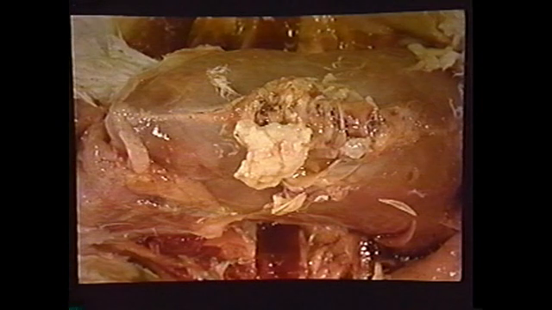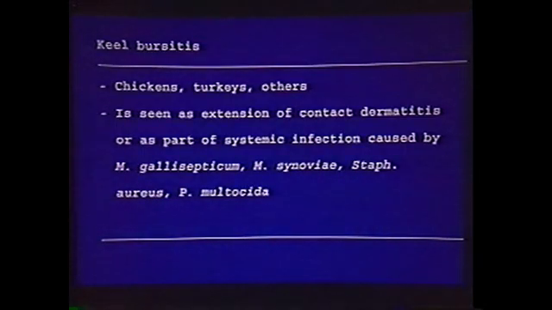You can see the skin over the keel bursa is kind of thin and doesn't have very many feathers. By contact, bacteria will go through to the bursa and cause all that inflammation. Or keel bursitis can come from a systemic infection, then localized, as in the case of Mycoplasma, Pasteurella, or staph infection.